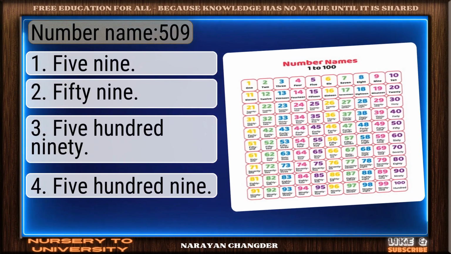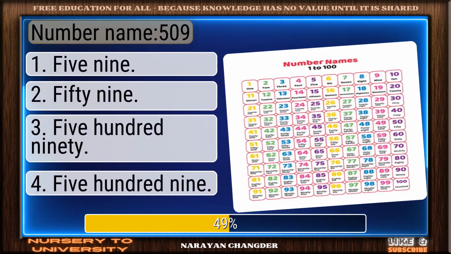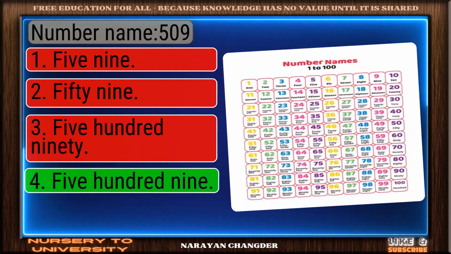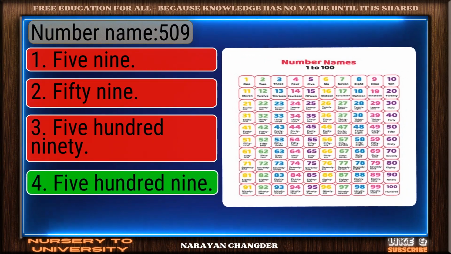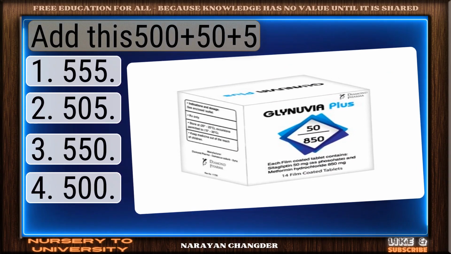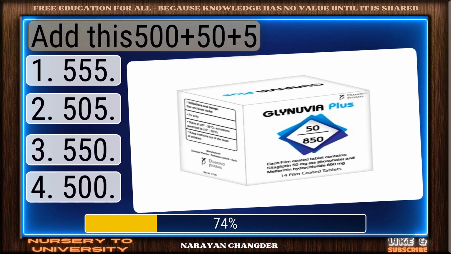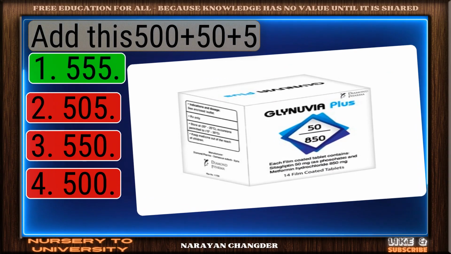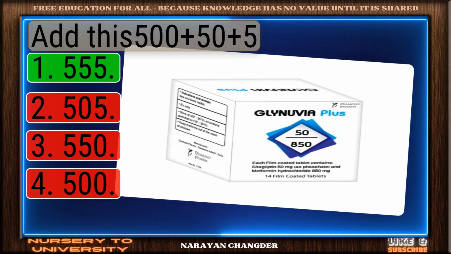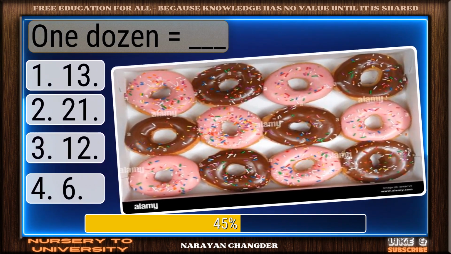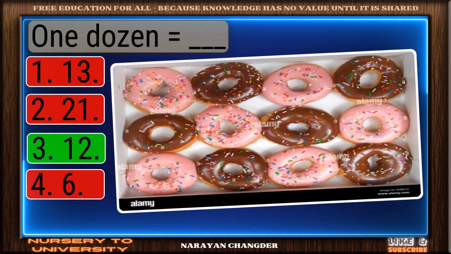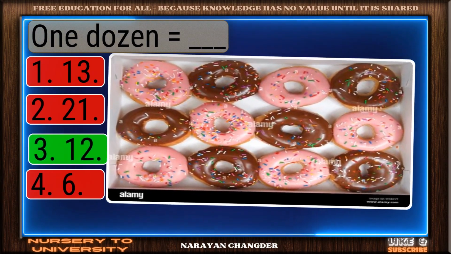Number name, 509. Perfect. 509 is the correct choice. This 500 plus 50 plus 5. You chose 555, and it is correct! 1 dozen equal to dash. Excellent choice. 12 is the right answer.